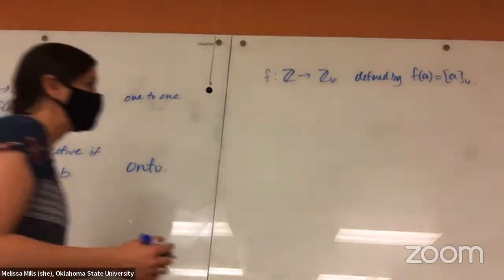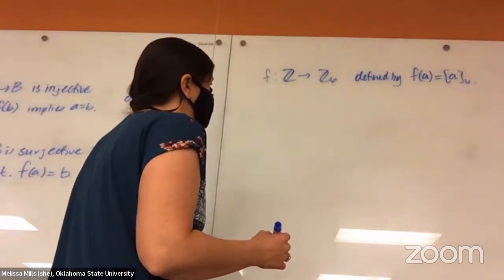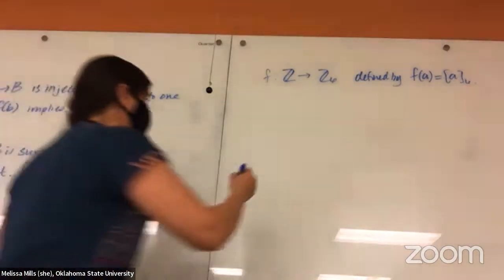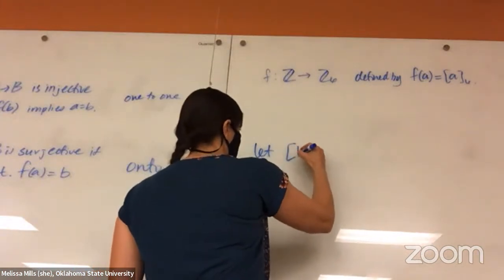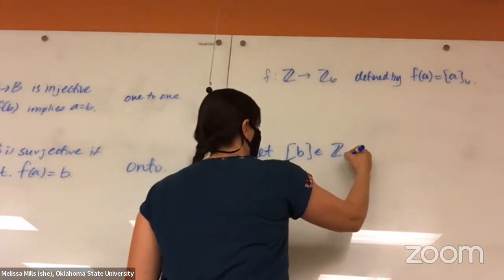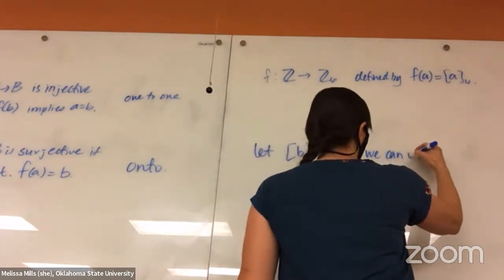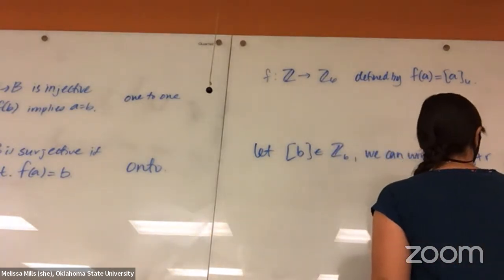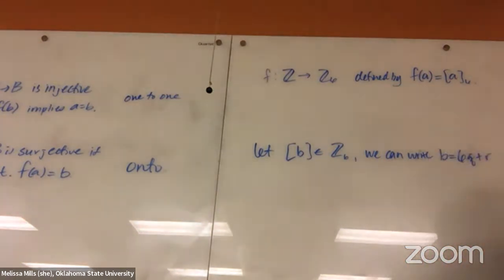So we can write that down. If I take an element of Z mod 6, I'm going to say let some b be an element of Z mod 6. We can write b equals 6q plus r by the division algorithm, where 0 is less than or equal to r less than 6.